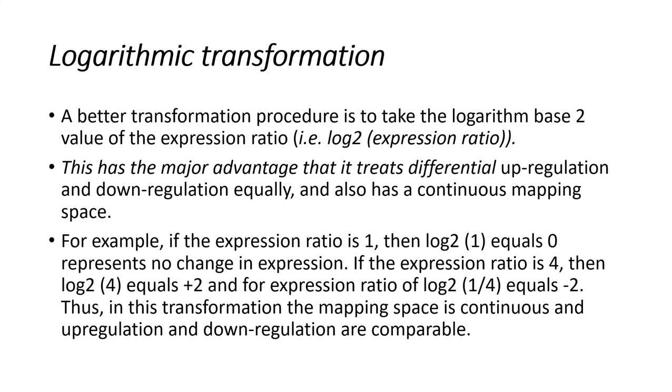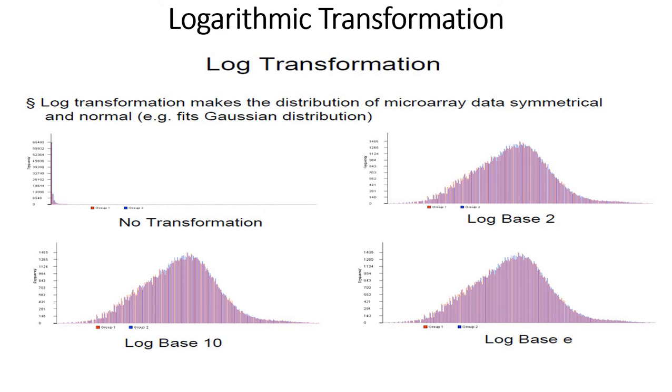So now you can see the mapping space is from -2 to +2. For the down regulated gene, it will go up to -2. For the up regulated gene, it will go up to +2. And 0 is for no change in the expression of the genes. In this transformation, the mapping space is continuous and up regulation and down regulation are comparable. So here in the figure you can see this is the logarithmic transformation method. This is the useful method.